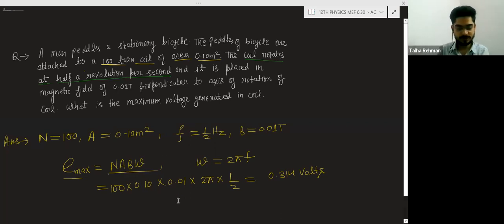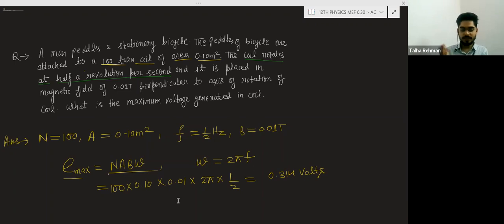Okay, note down this. Rest of the things we will discuss in the next class. So basically in the next class we will discuss the average value for half cycle, average value for full cycle. After that we will discuss the root mean square value of the current. Okay, and then after that we will start the circuit theory, AC circuits.